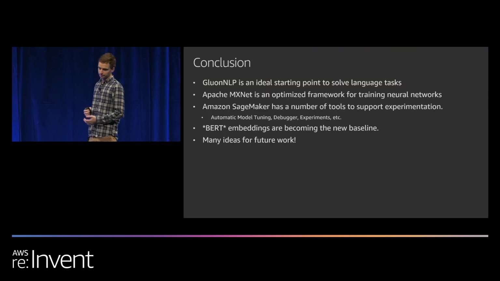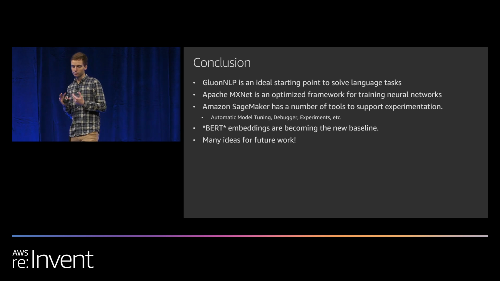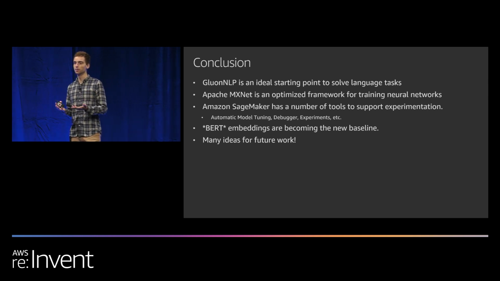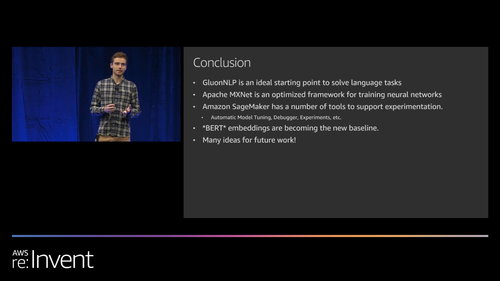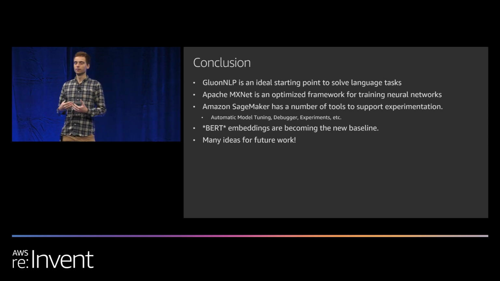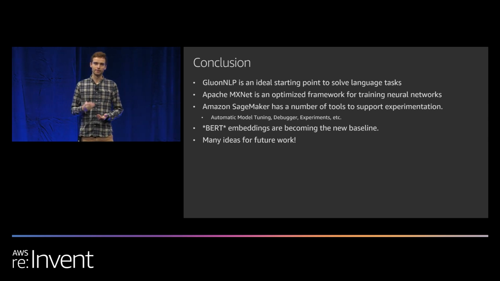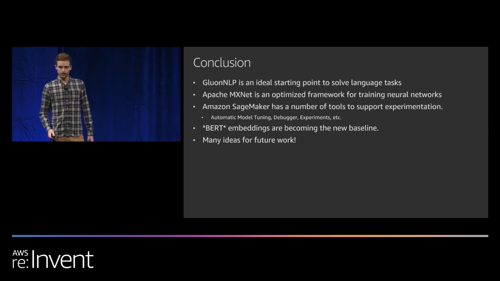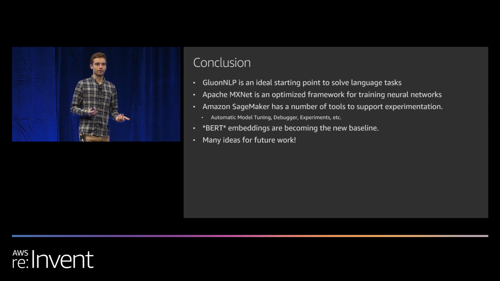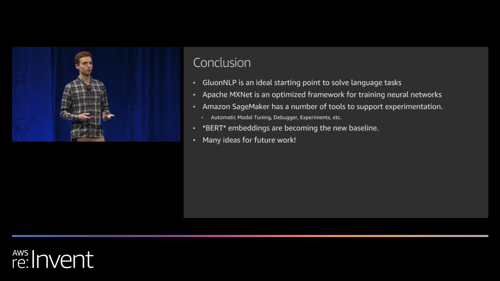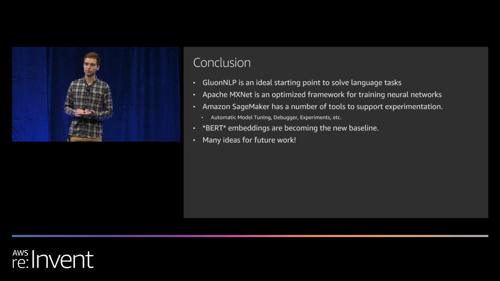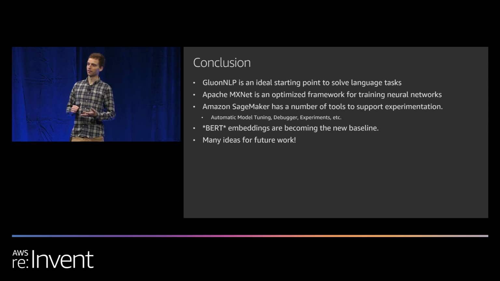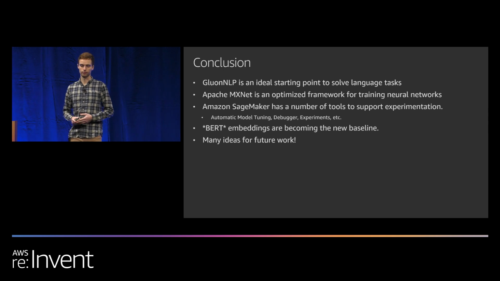So just to wrap up, Gluon NLP is a really great starting point if you've got natural language processing problems. And Apache MXNet, the framework that's under the hood for Gluon NLP, is a really efficient and optimized framework, so you're going to get really good performance from it. And then SageMaker has a number of different tools available to help you while you're training these models. So you have automatic model tuner for the hyperparameter optimization, the debugger and experimentation tools that I mentioned before.